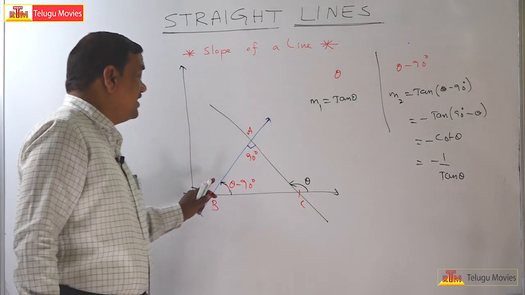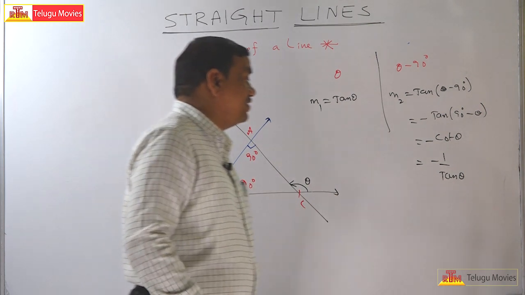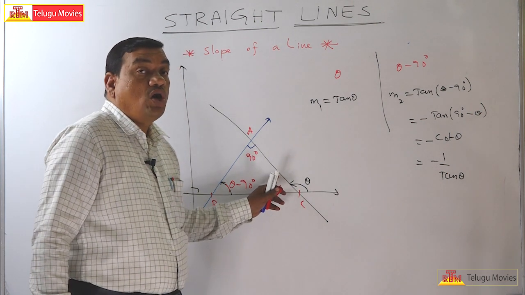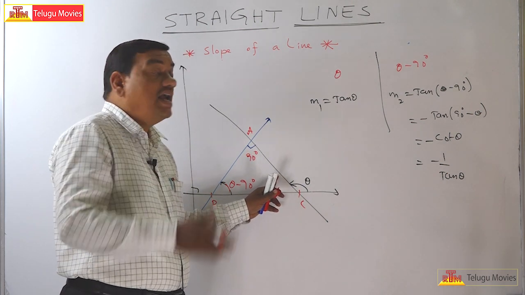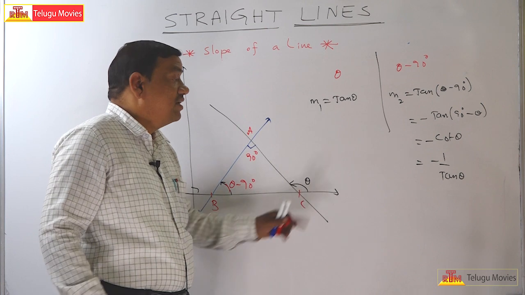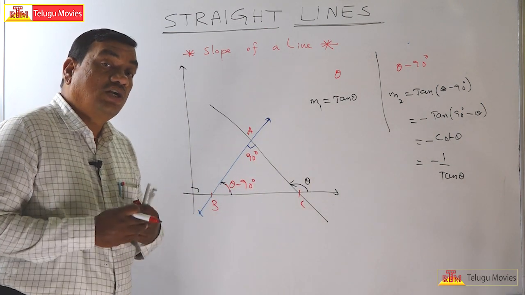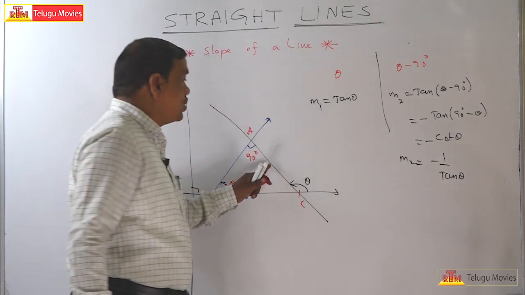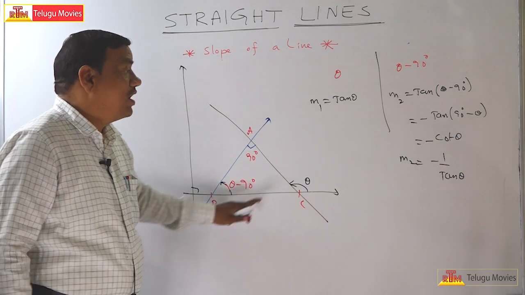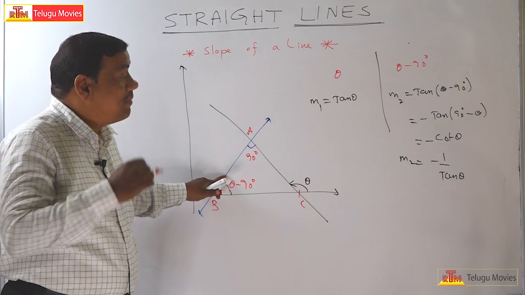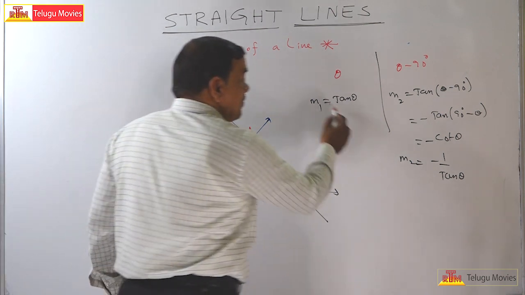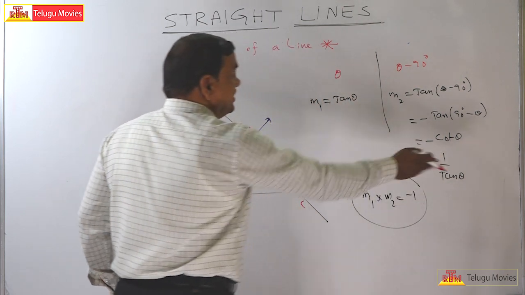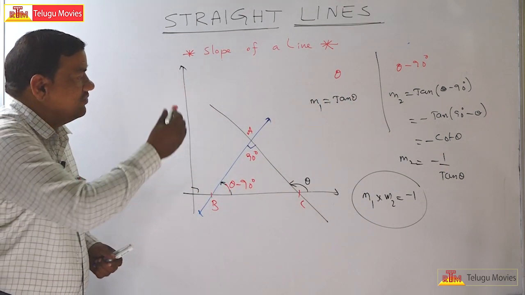Here theta is not equal to 90 degrees. Try to understand: if theta is 90 degrees, I already told that this should not be a vertical line. So that question does not arise. This is m2. What is the slope of the first line? Tan theta. What is the slope of the second line? Minus 1 by tan theta. So multiply these: m1 into m2 is equal to minus 1. Tan theta gets cancelled, therefore minus 1.